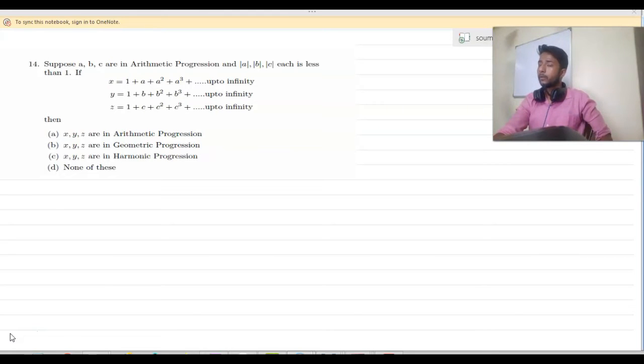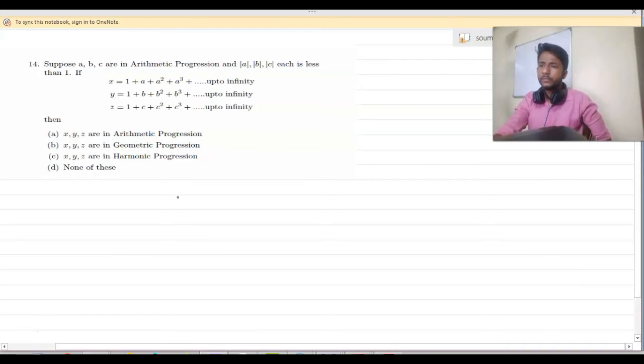is less than 1. If x equals 1 plus a square plus a cube plus dot dot up to infinity, y equals 1 plus b square plus dot dot up to infinity, and z equals 1 plus c square plus up to infinity, then they have asked us to find the relation between x, y and z: whether x, y, z are in arithmetic progression, geometric progression, harmonic progression, or none of these.